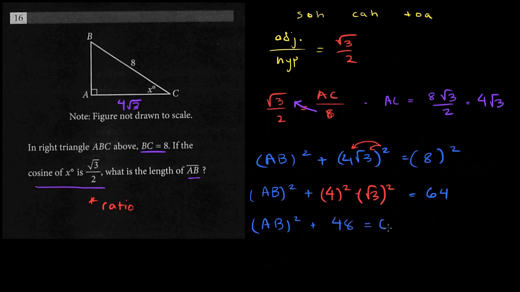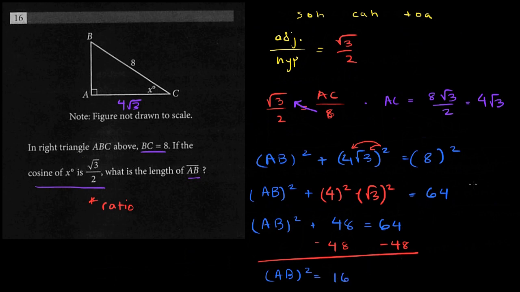So AB squared plus 48 equals 64. I'm going to get rid of that 48 from both sides by subtracting 48. And so AB squared equals 64 minus 48, which is 16.